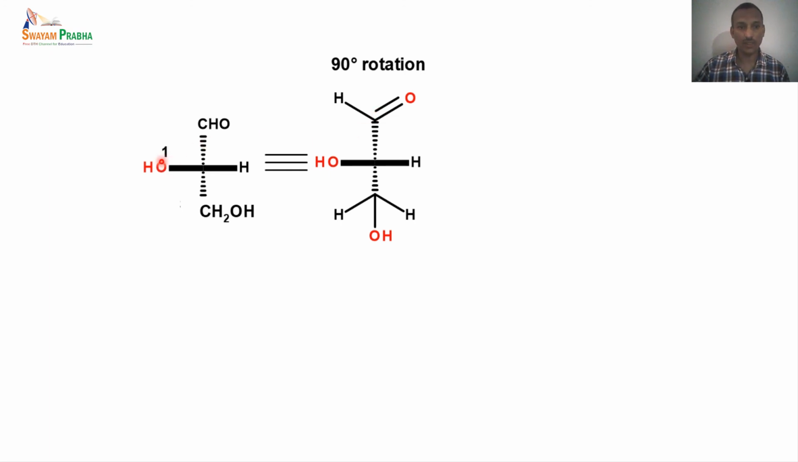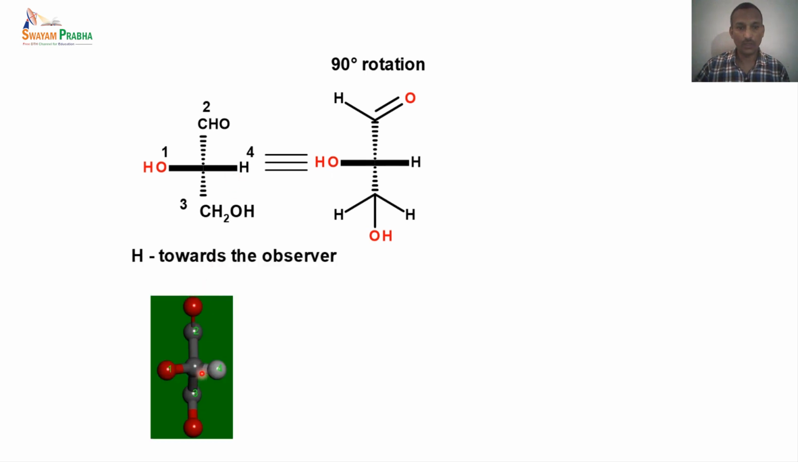So oxygen is the highest priority group, so this is given number 1, followed by the aldehyde, which gets priority number 2, and the CH2OH gets priority 3, and the hydrogen is the least one, getting the least priority. If we have to assign the RS configuration for this compound, according to RS nomenclature the hydrogen has to be away from the observer, but in this particular case the hydrogen is pointing towards the observer. This is one thing you have to always remember. So the molecule looks like this.